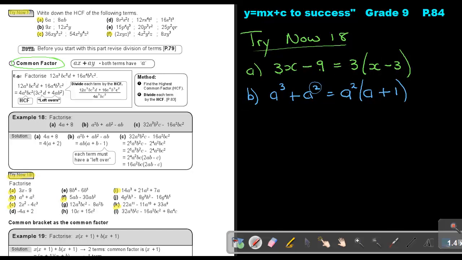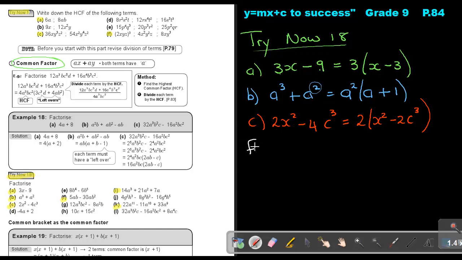And if I look at number C, then it's 2x squared minus 4c to the power of 3. So this is still easy. You can see 2. Oh, and there's not the alphabet letter repeating. So if I divide, there's x squared left. And if I divide this one, so then it's minus 2c to the power of 3. That's the final answer.